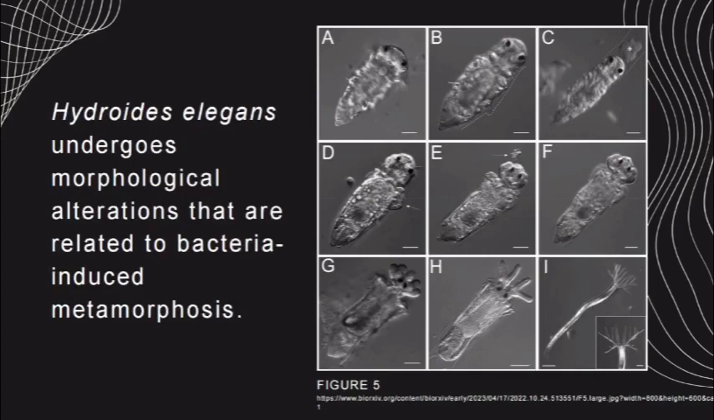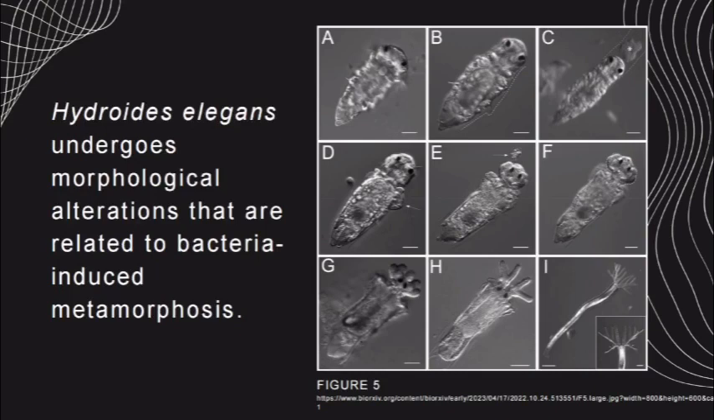Now, Hydroides elegans undergoes morphological alterations that are related to bacteria-induced metamorphosis. So figure C, prototroch cilia shed, eversion of the collar. Figure E, food groove cells are shed. Figure F, the first lobes are beginning to form, dashed white line. Figure G, lateral growth and development of the anterior lobes.